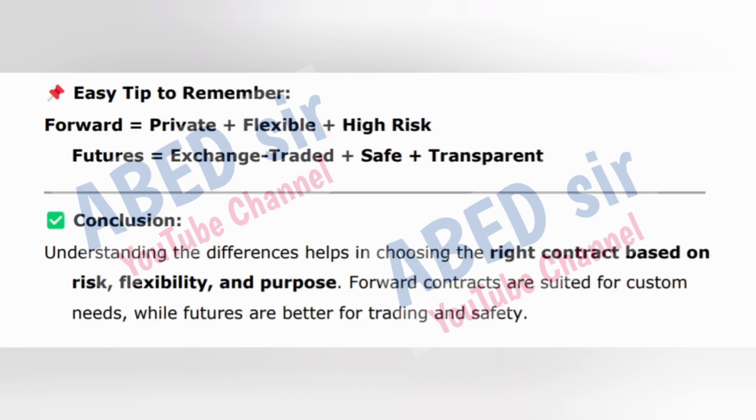Easy tip to remember. Forward is equal to private plus flexible plus high risk. Futures is equal to exchange traded plus safe plus transparent. Conclusion. Understanding the differences helps in choosing the right contract based on risk, flexibility, and purpose. Forward contracts are suited for custom needs, while futures are better for trading and safety.